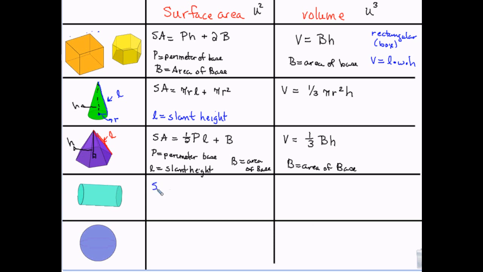If we have a cylinder, the surface area is equal to 2 pi r h plus 2 pi r squared. Radius over here, height is the height of the can, or whatever it is. And then the volume is pi r squared times the height.